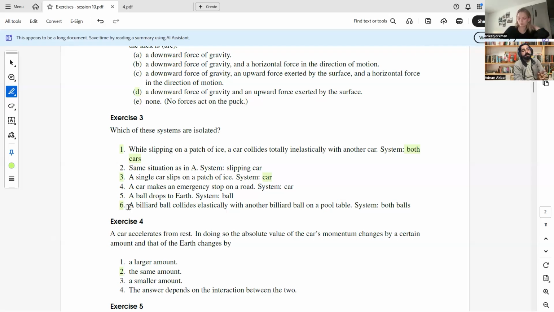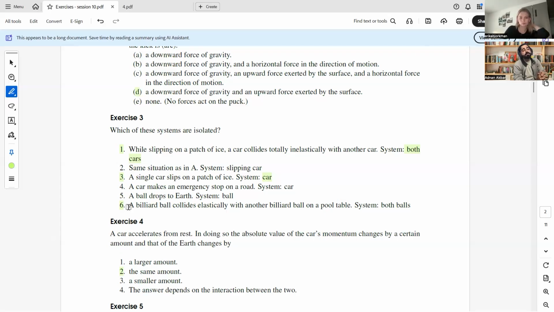Option 4, a car makes an emergency stop on the road. If the car makes an emergency stop on the road, you need to understand there will be deceleration and some energy will appear as heat energy because of the emergency brakes. So it cannot be an isolated system.